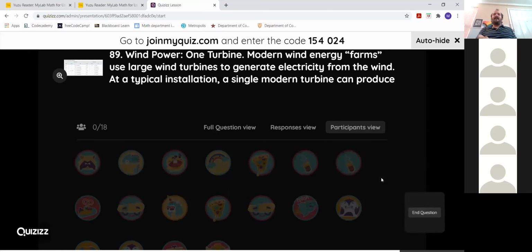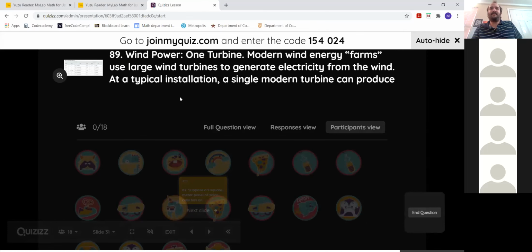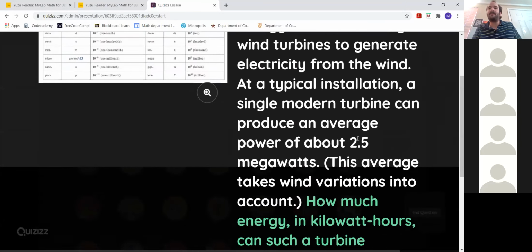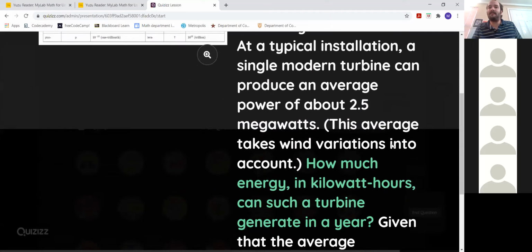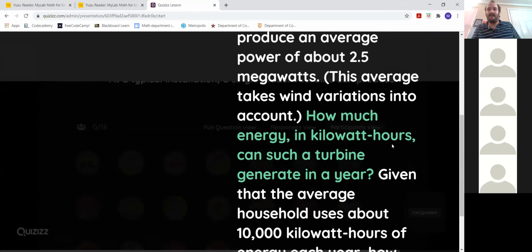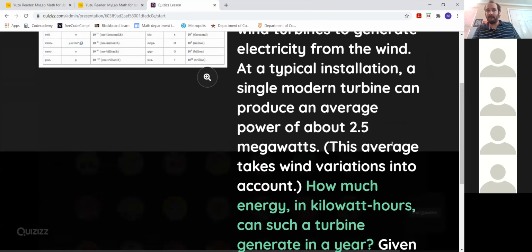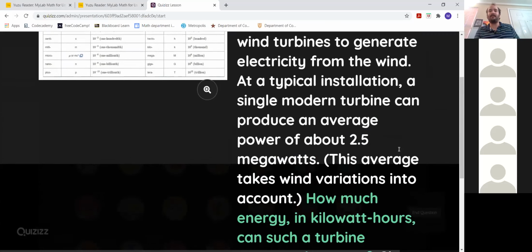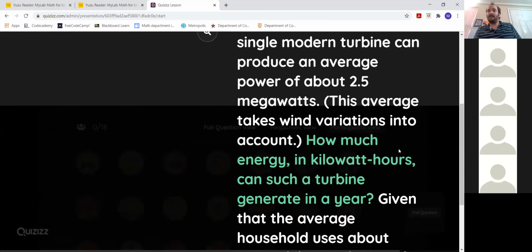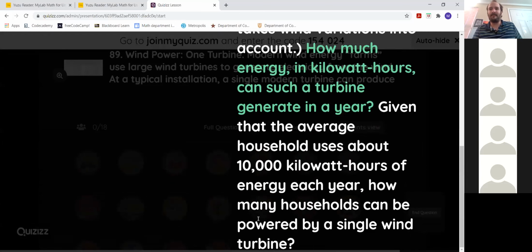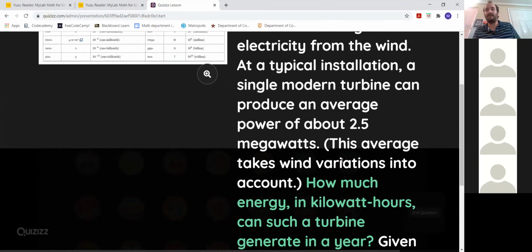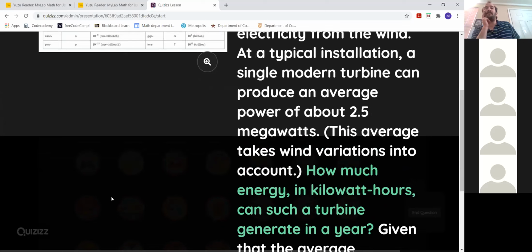Okay, so when I talk about wind turbine, using wind to generate electricity, a single modern turbine can produce 2.5 megawatts. How much energy in kilowatt hours can such a turbine generate in a year? So it's telling us it can produce this many megawatts. And it's got more questions, given that the average household can do this: how many houses can we supply? That'll be the next question. This one is, how much energy in kilowatt hours can a turbine generate in a year?